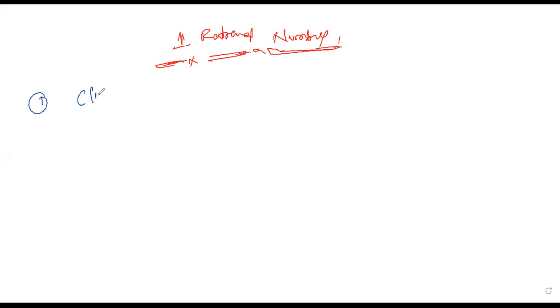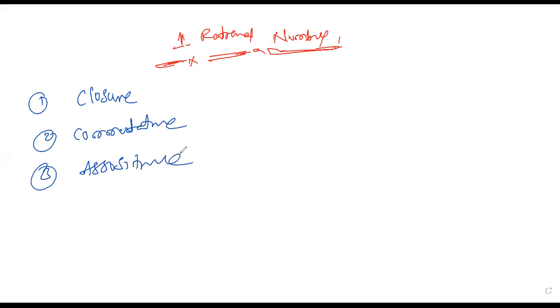First one, closure property. Second one, commutative property. Next one, associative property. Fourth one, distributive property, then rule of zero, distributive law.